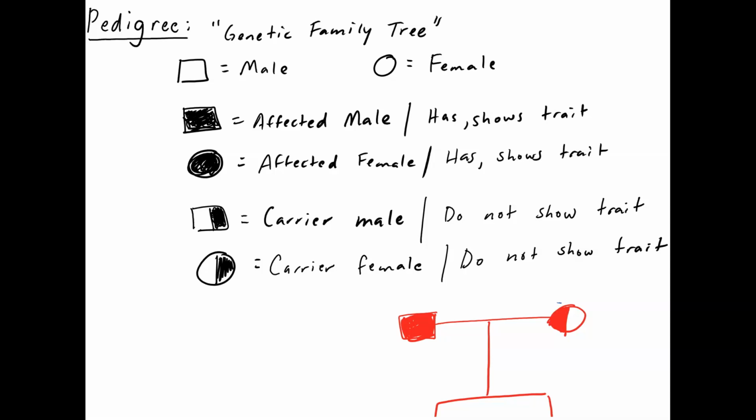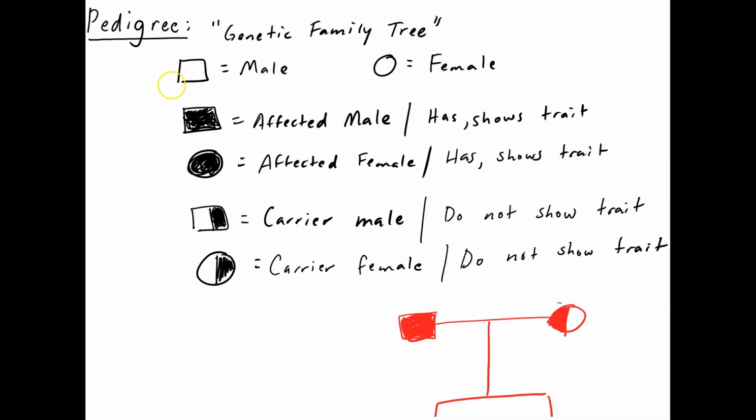We're using squares for males and circles for females. As you can see, if the square is completely shaded in, then it's going to be an affected male, which means it has or shows the trait or the disorder that we're talking about. A lot of times when we use a pedigree, we're talking about some type of disorder that we might be mapping in a family tree. Like, is somebody a carrier for color blindness, or is somebody a carrier for sickle cell anemia, for example? We usually don't use it for something like what your hair color is going to be, okay? If it's a circle and it's completely shaded in, it's going to be an affected female. If it's half shaded in on either one, it's going to mean that it's a carrier.